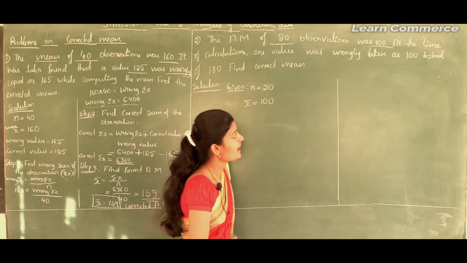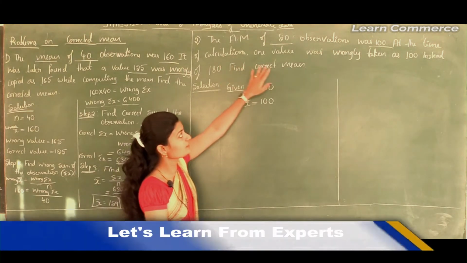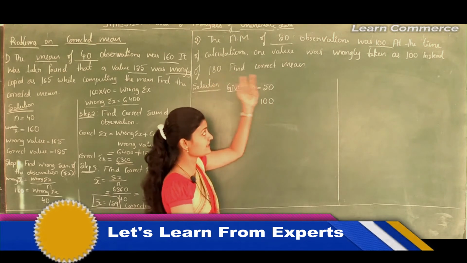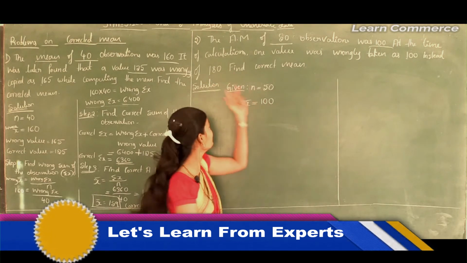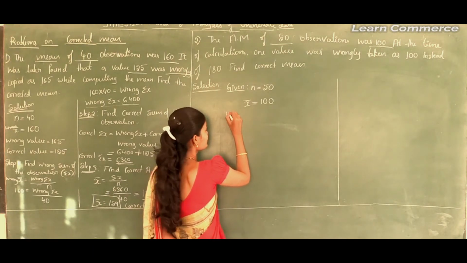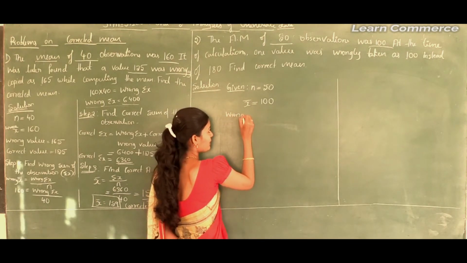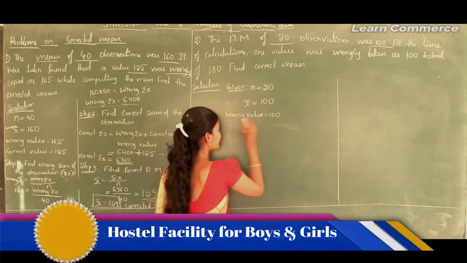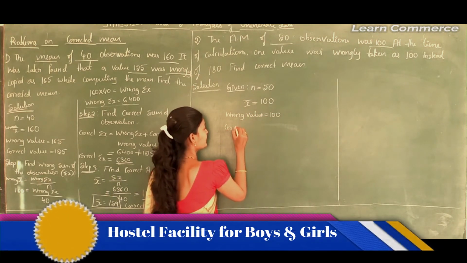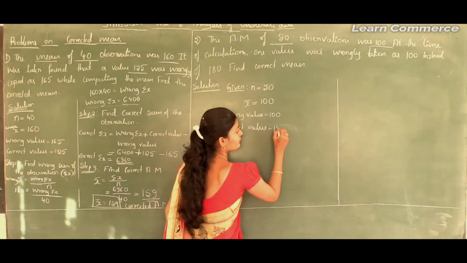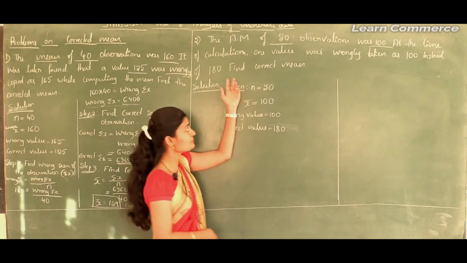Next, at the time of calculation, one value was wrongly taken as 100 instead of 180. See here, 100 is the wrong value, 180 is the correct value. So the next given information is the wrong value and the correct value. Here the wrong value is 100 and the correct value is 180. After that we need to find the correct mean.